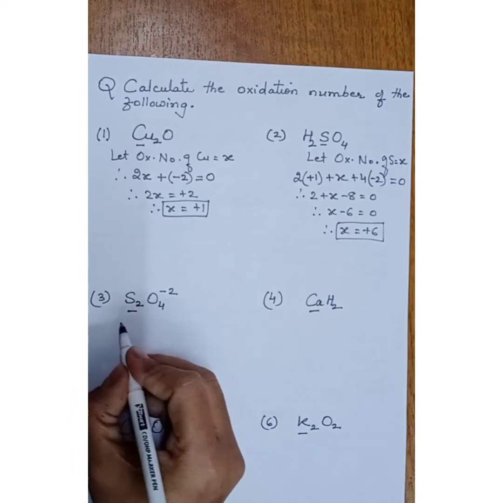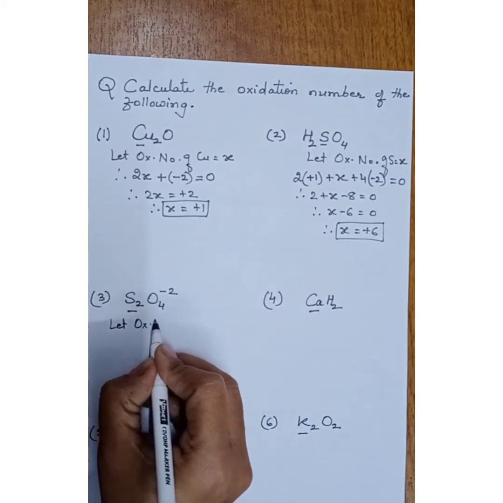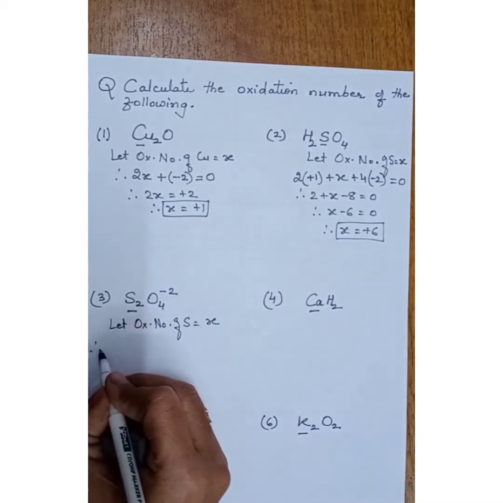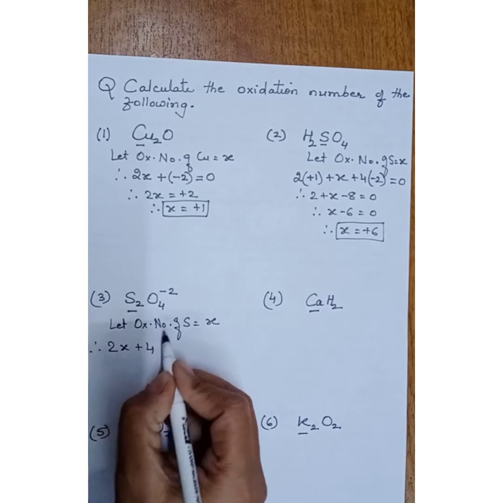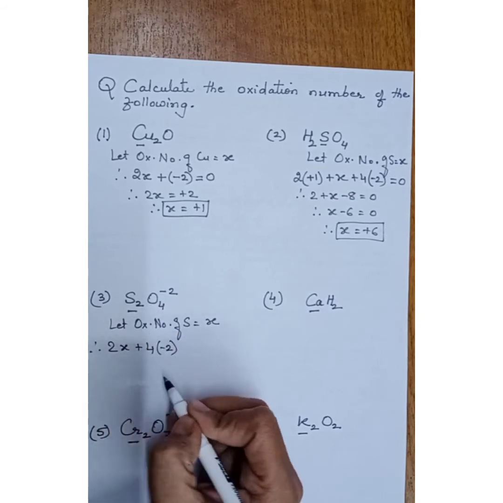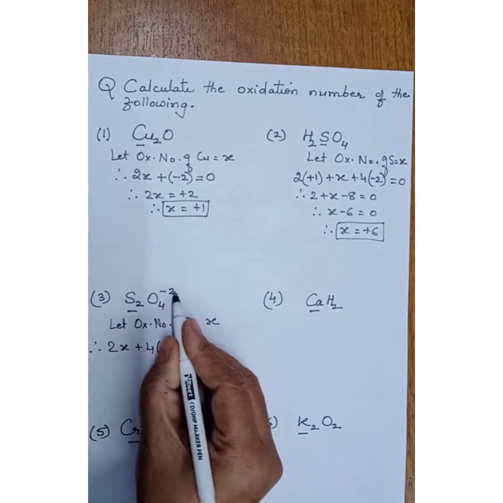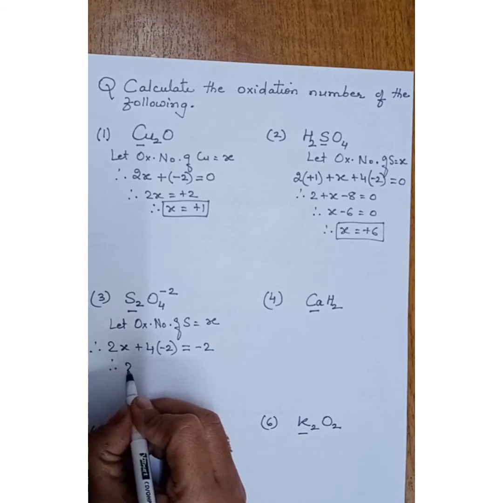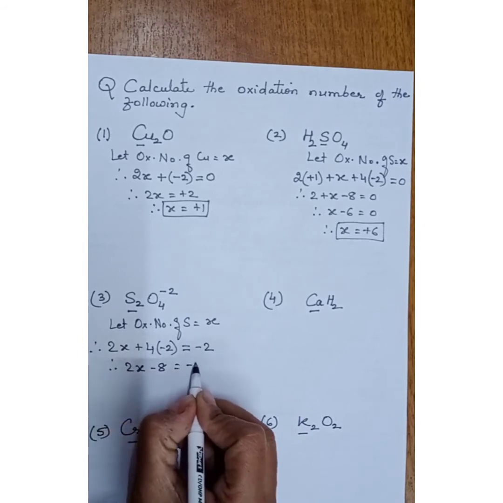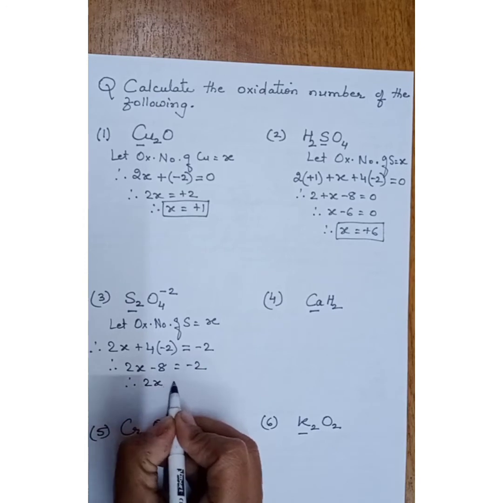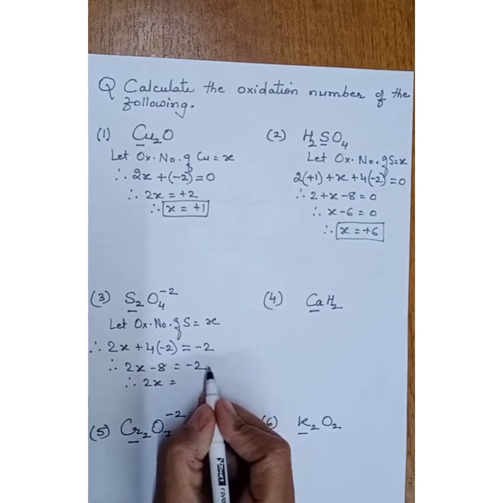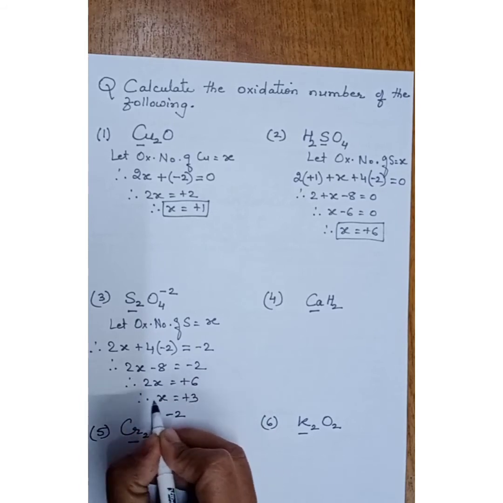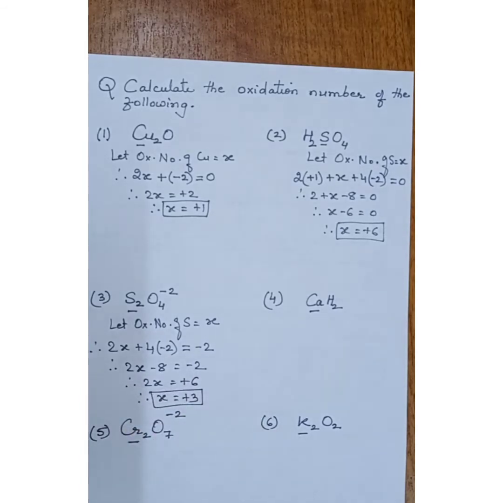Now in the third example, let the oxidation number of sulfur be x. Since there are 2 sulfur, therefore 2x plus 4 into -2, the oxidation number of oxygen, is equal to the total charge on the compound, -2. Therefore 2x minus 8 is equal to -2. Therefore 2x is equal to -2, the -8 will go on that side, so +6. Therefore x is equal to +3, the oxidation number of sulfur.